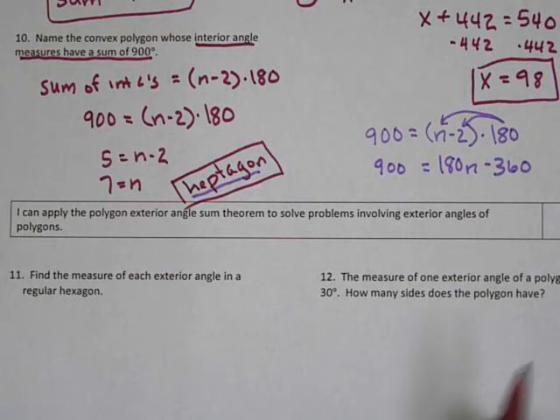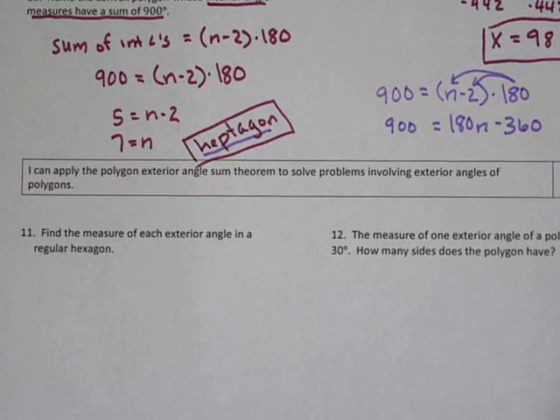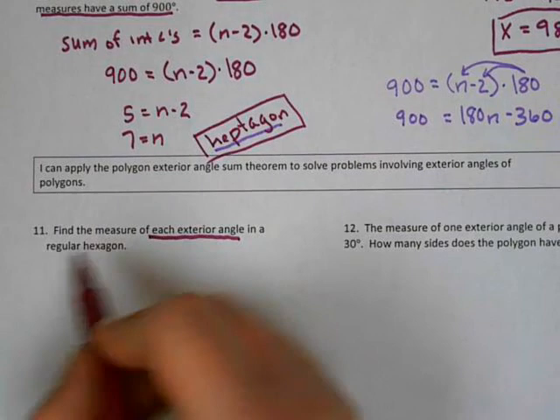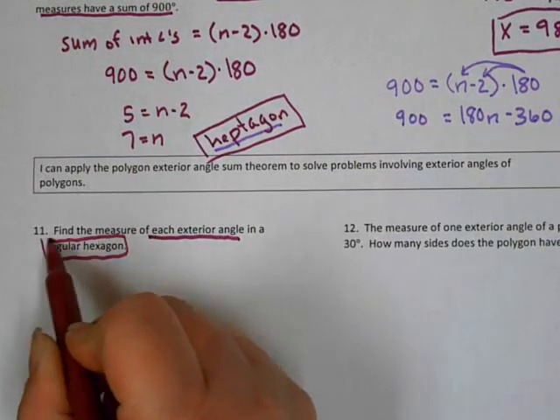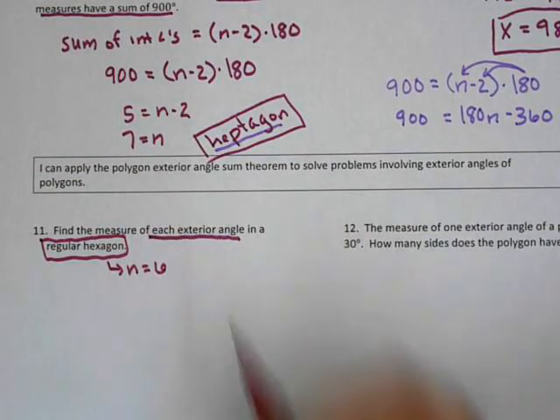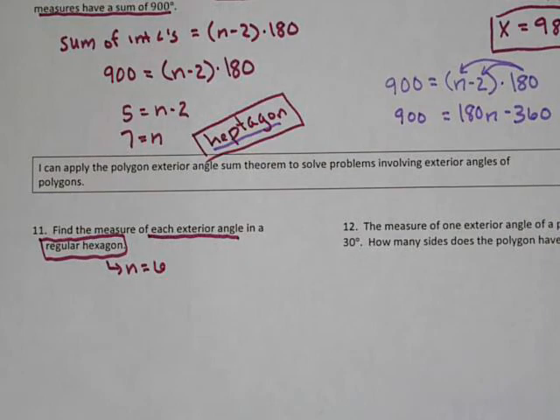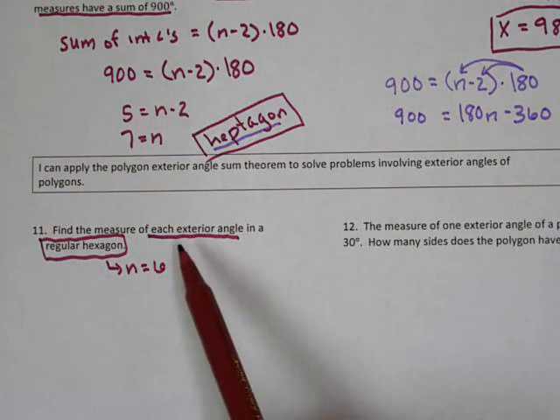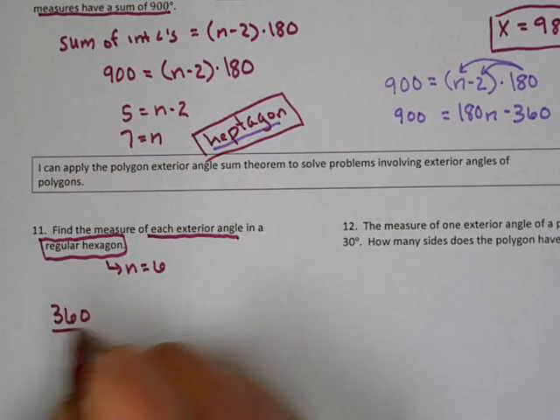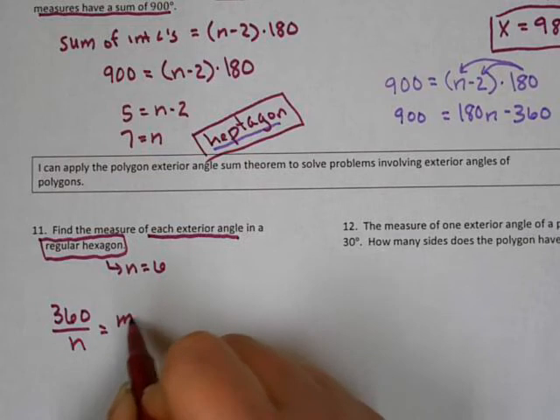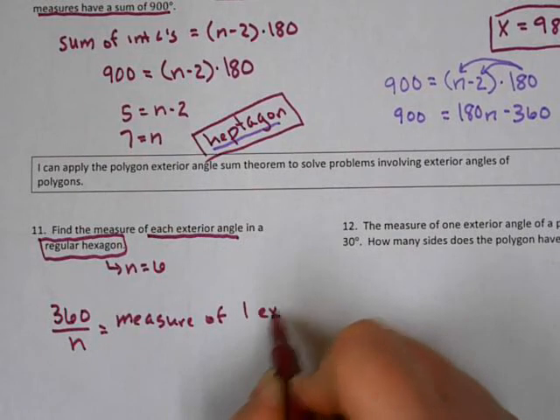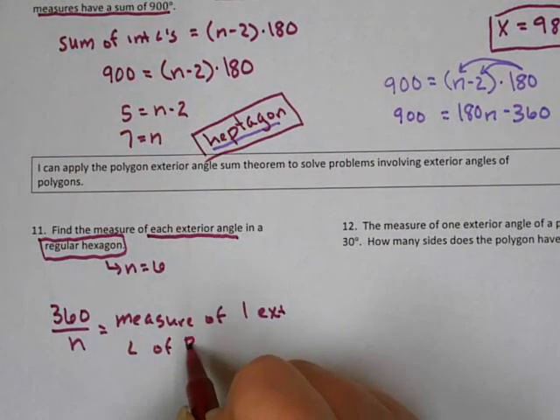Moving on to question 11, find the measure of each exterior angle in a regular hexagon. We can see that this is a regular hexagon. First things first, hexagon, I'm going to write n equals 6 because I know that hexagons have 6 sides, and I want each exterior angle. So this is one of the formulas that we wrote down: 360 over n is going to equal the measure of one exterior angle of a regular polygon.